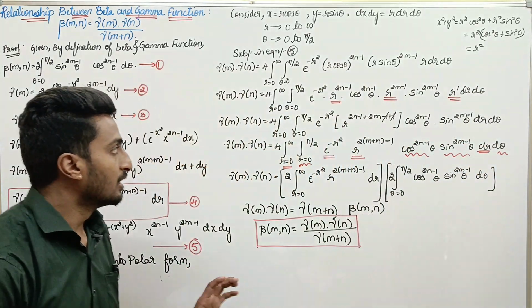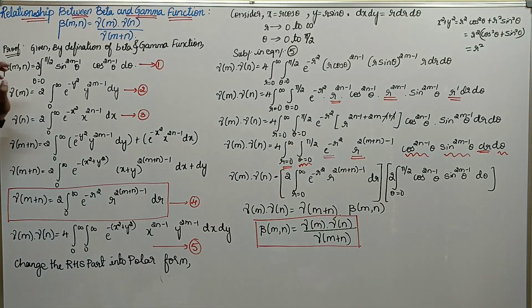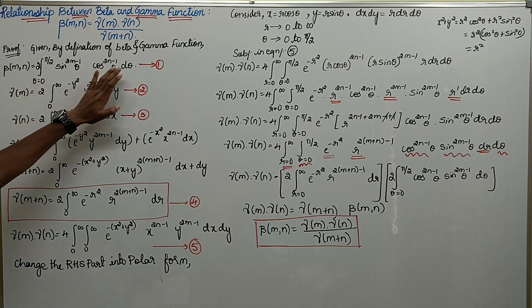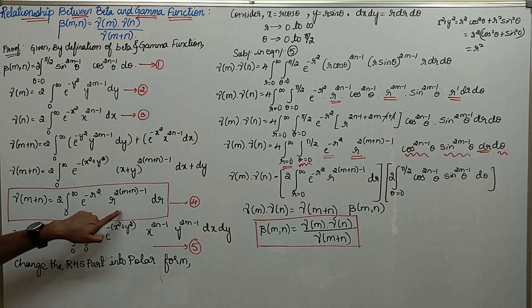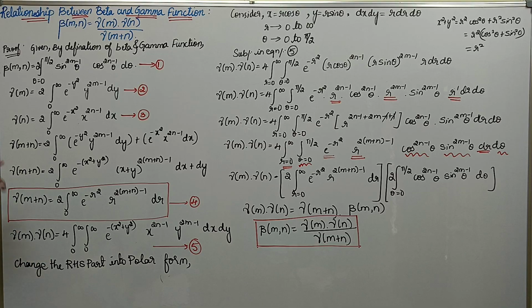Let us take a recap. First, we are supposed to write the beta and gamma definitions, where beta of m comma n is defined as 2 into integral 0 to pi by 2 of sin and cos theta. Next, gamma of m, gamma of n, and gamma of m plus n should be simplified. After representing in polar, you need to consider gamma of m into gamma of n. You need to multiply equations 2 and 3, then you get equation number 5.